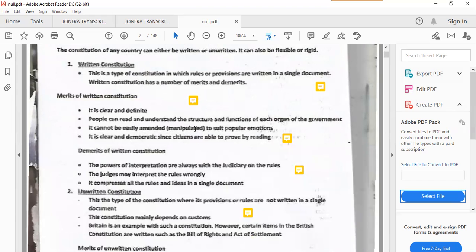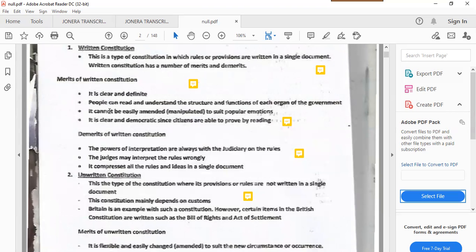Because it's written, it's clear and definite, meaning it's not vague, it's right there, straight to the point. And like I said, people can access a digital copy, so people can easily read and understand the structure and functions of each organ of the government. We're going to look at the organs of the government shortly, like the judiciary, the legislature, the finance organ. Because it's a written document, you can easily read and understand the government of that particular country.